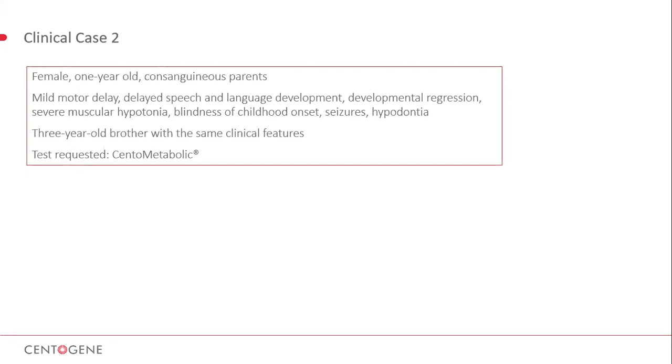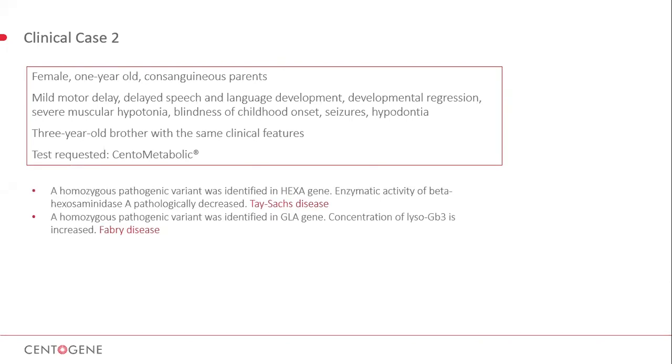Now we have another case of a female, 1 year old, with a family history of consanguineous parents. She presented with motor delay, delayed speech, developmental regression, hypotonia, blindness, seizures, and hypodontia, and also had an affected brother with a similar clinical presentation. After we performed the enzymatic and genetic tests, we discovered that the patient was also having a dual diagnosis, which is a scenario that is not that rare for genetic disorders.